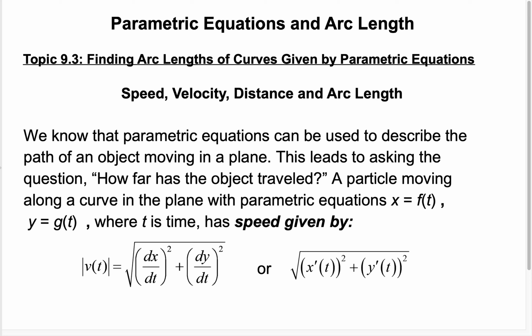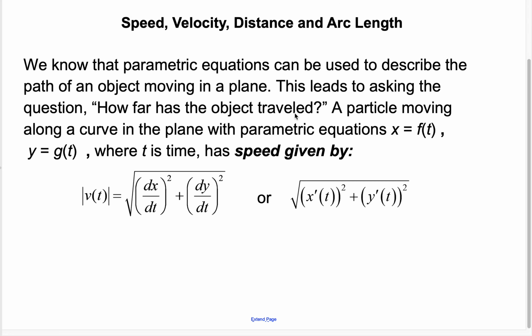A particle moving along a curve in the plane with parametric equations, x equals f of t and y equals g of t, where t is time, has the speed given by, that's what's right here. So I'm going to write something right now. This refers to speed, which shouldn't be new to you. You should be familiar with that. It's one way to write it. Here's another way to write it.